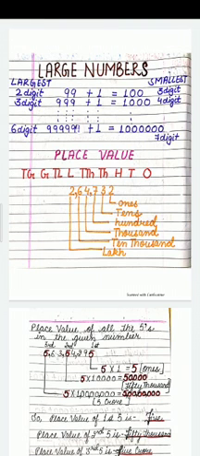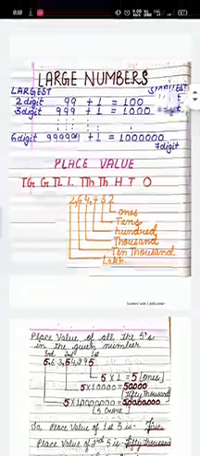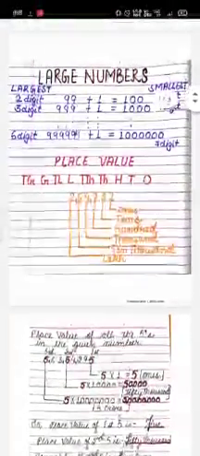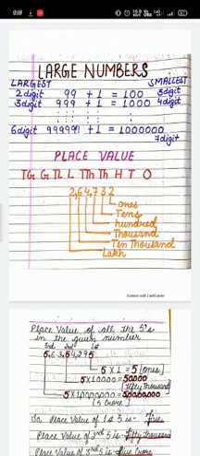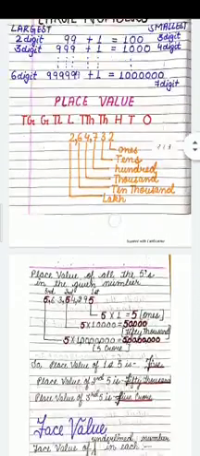Here we can see the chart is given. This is the place value chart, and we also say it is the Indian number system. This starts from the right hand side: ones, then tens, then 100, 1000, 10,000, lakh, 10 lakh, crore, and 10 crore. This is the number system which starts from the right hand side. Always. Don't forget it.